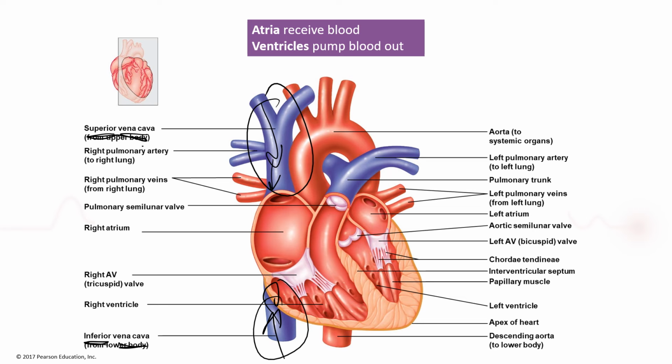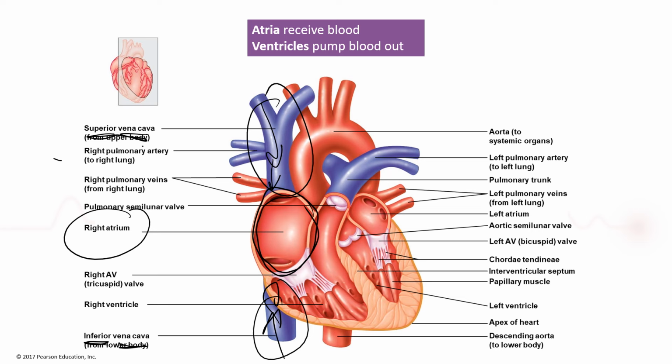Now, they're part of the systemic circuit, and it happens to be that there is deoxygenated blood within the superior and inferior vena cava, and they're dropping this deoxygenated blood off into the right side of the heart. They both drop this blood off into the upper right chamber of the heart called the right atrium. The right atrium is the upper right chamber of the heart, and it receives deoxygenated blood from the superior and inferior vena cava, these major veins of the systemic circuit.